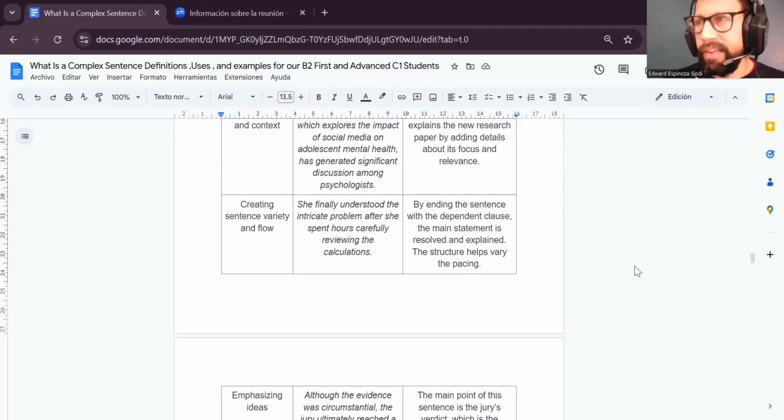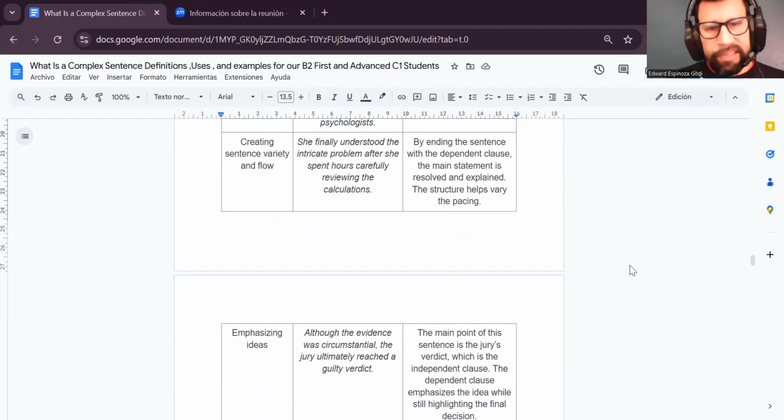Here's the example that is presented. She finally understood the intricate problem after she spent hours carefully reviewing the calculations. What does this mean? What's going on? By the end of the sentence with the dependent clause, the main statement is resolved and explained. The structure helps vary the pacing.